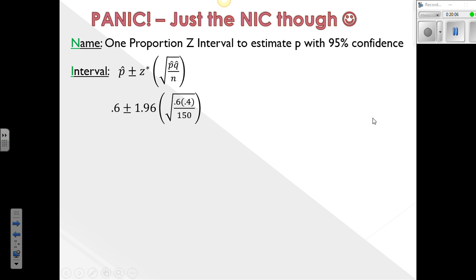P hat plus or minus z star times square root of P hat Q hat over n. Remember, for intervals, you use P hat instead of P because you're estimating it. You don't know where it is. Everyone okay with where the 1.96 came from, too? It's that memorizable z star you should have memorized from last chapter for 95% confidence. So 0.6 plus or minus 1.96 times square root of P hat Q hat over n. And then we already got that from the calculator.